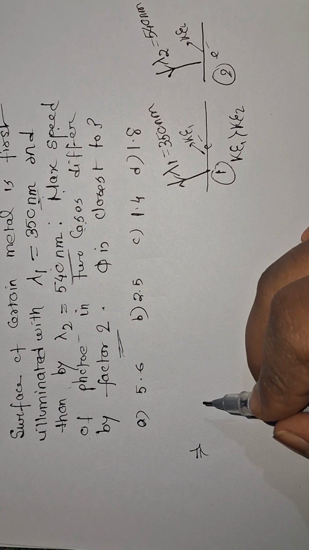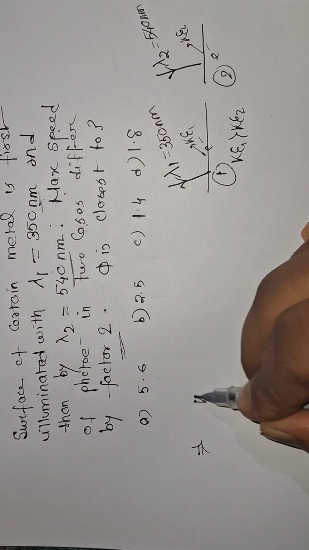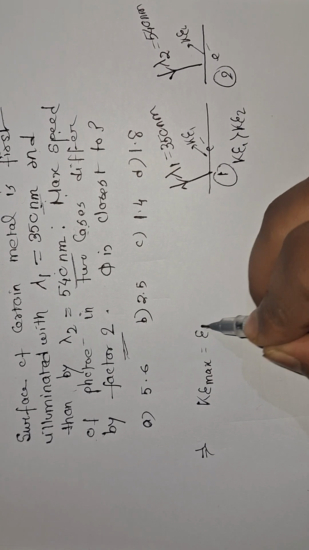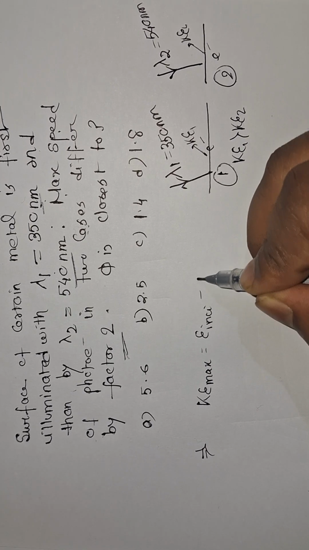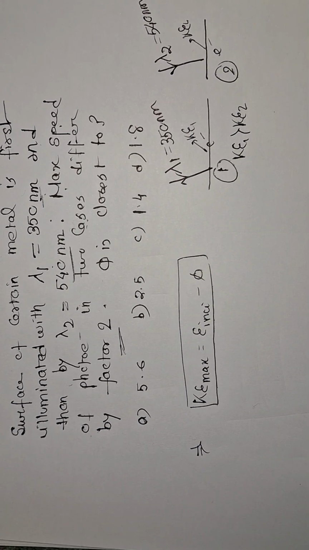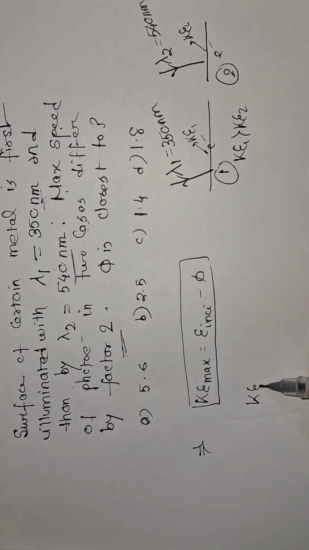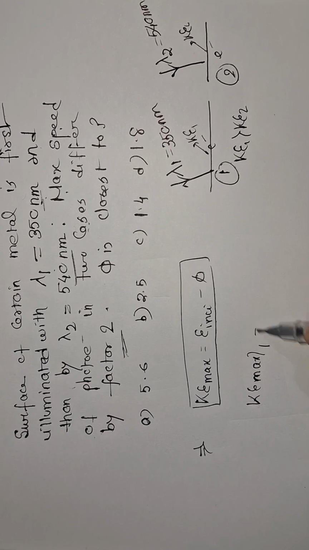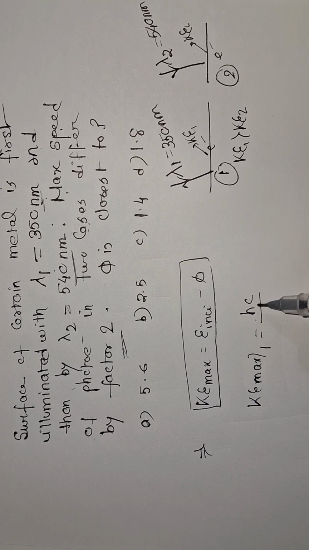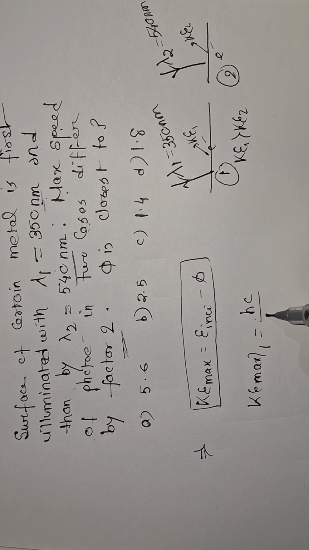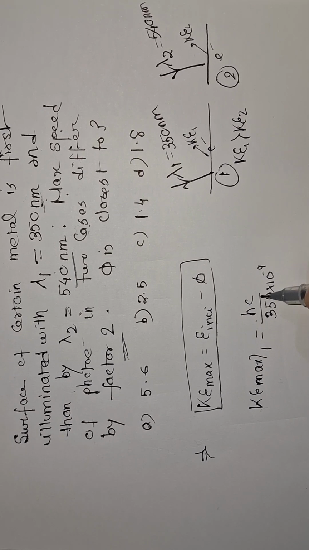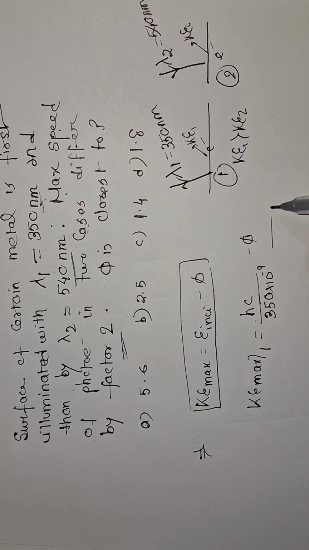Fine. So using Einstein's equation, basically Ke max is equal to energy of incident photon minus work function. Okay, we'll be applying this two times. For case number 1, Ke max for 1 will be equal to hc by lambda, where energy in terms of wavelength is hc by lambda. H is the Planck constant, c is the velocity of light. Lambda 1 is your 350 nanometer, 350 into 10 raised to the power minus 9 in SI, minus phi. This is my equation 1.